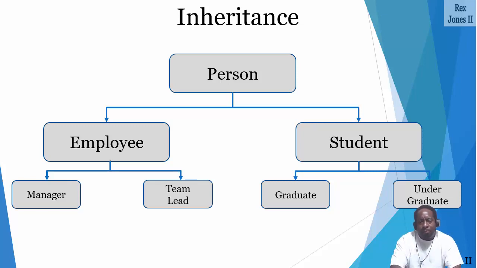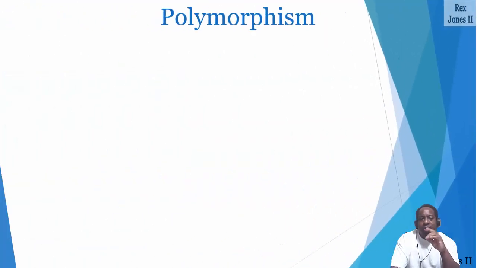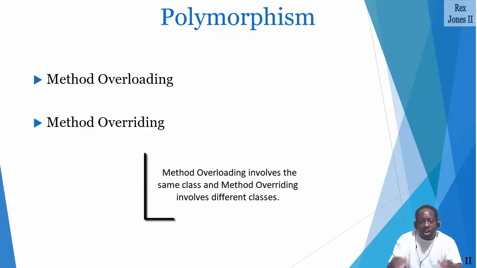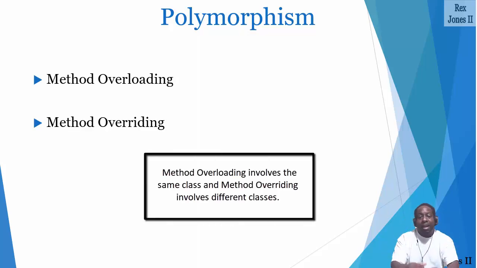With this diagram, undergraduate has three forms. Undergraduate has the form of a person, undergraduate has the form of a student, and undergraduate also has the form of its own type, undergraduate. There are two ways to implement polymorphism: method overloading and method overriding. Method overloading involves the same class, and method overriding involves different classes.